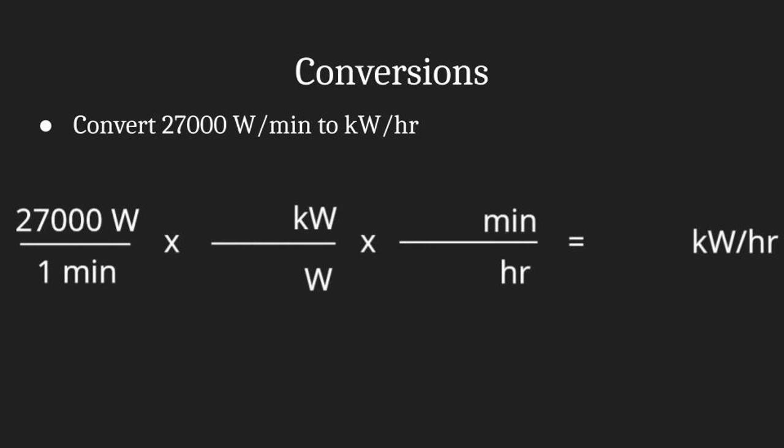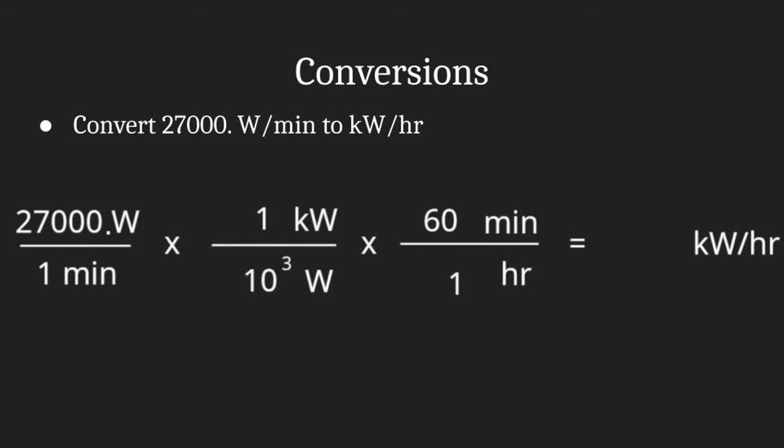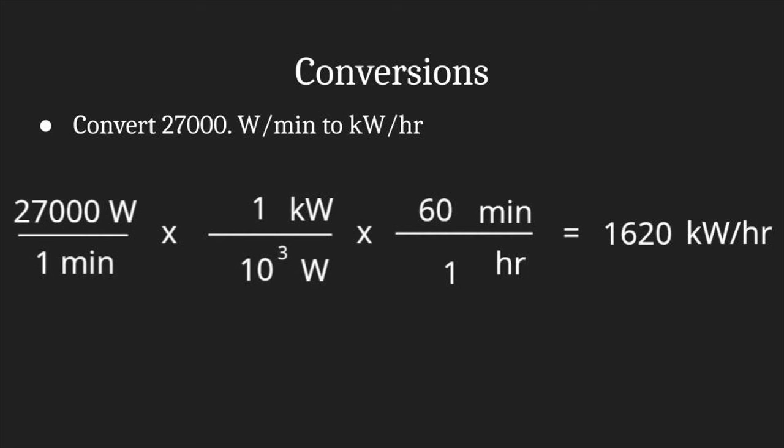And then we need to convert minutes to hours. To get minutes to cancel out, we will put minutes up top and hours on the bottom. And there are 60 minutes in 1 hour. Once again, we still put the factor we're multiplying by with the base unit, and multiplying through gives us 1,620 kilowatts per hour.